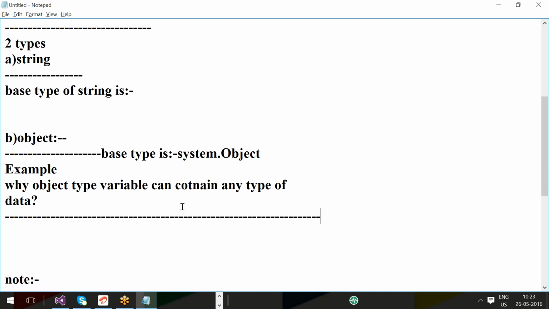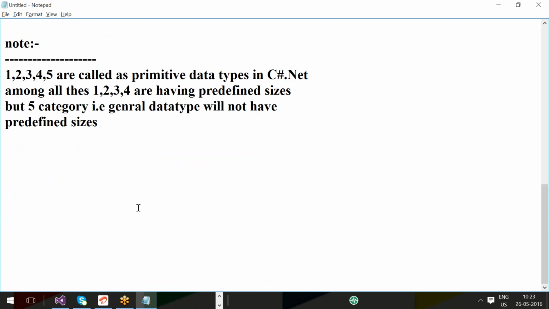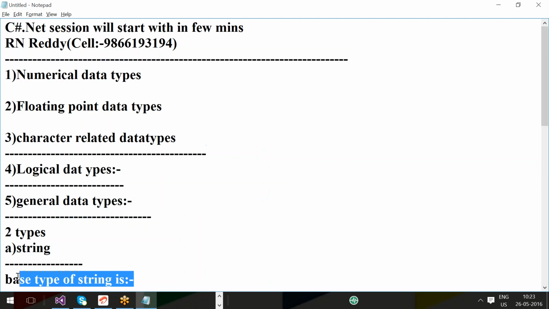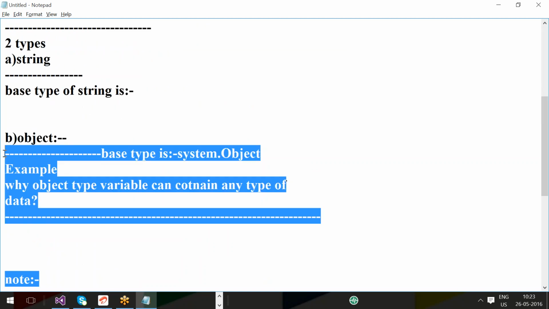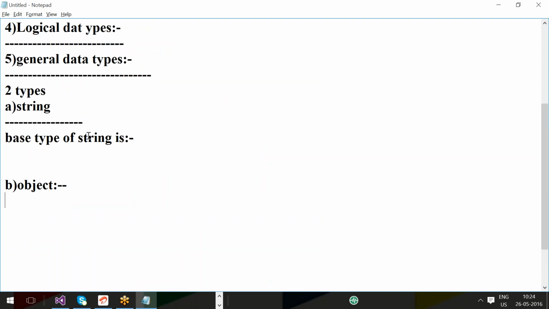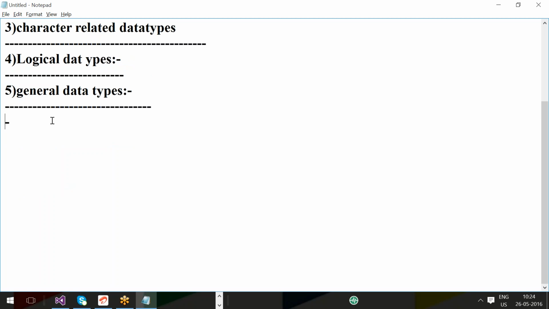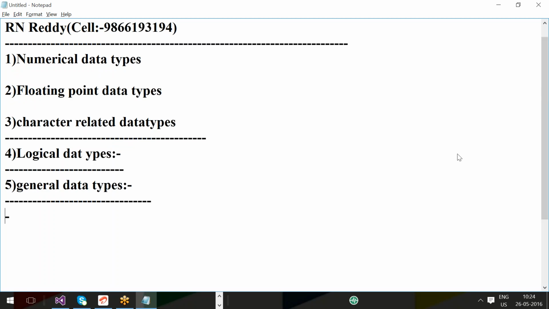Just 2 minutes. Go through the complete concepts, all of you. You people have to explain now. What to explain? The 5 categories. We have 5 categories in total, and you have to explain them now. Go through the 5 concepts.